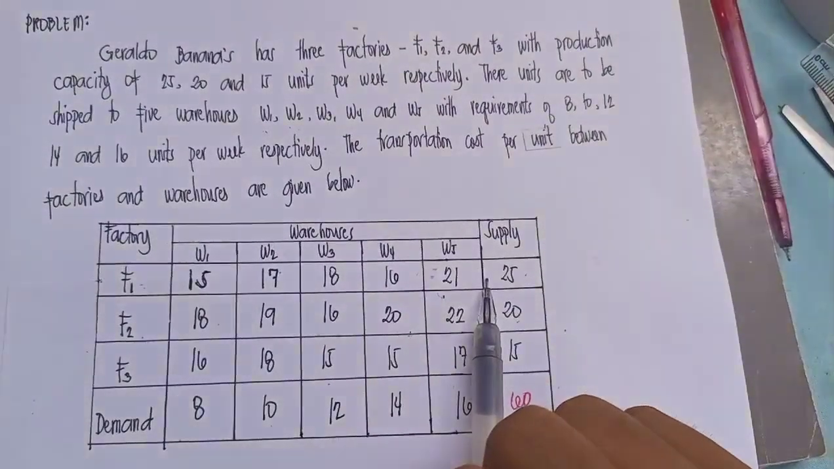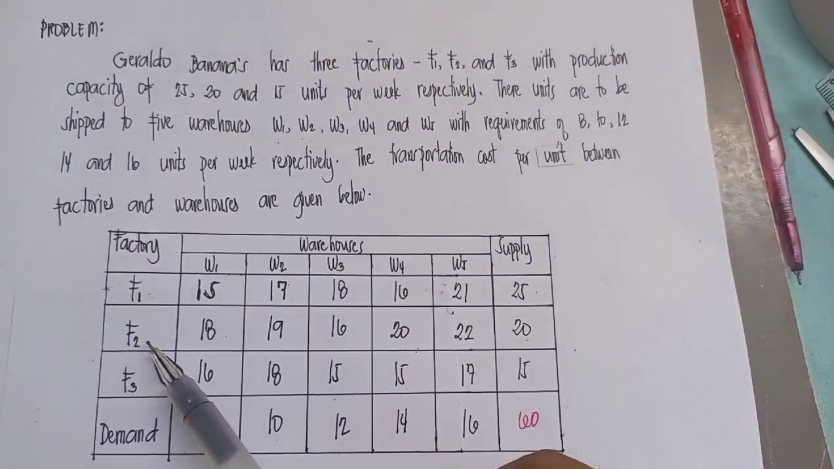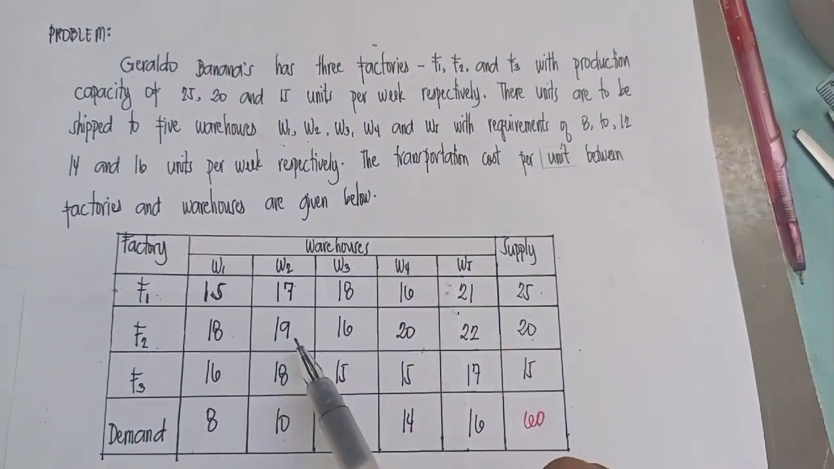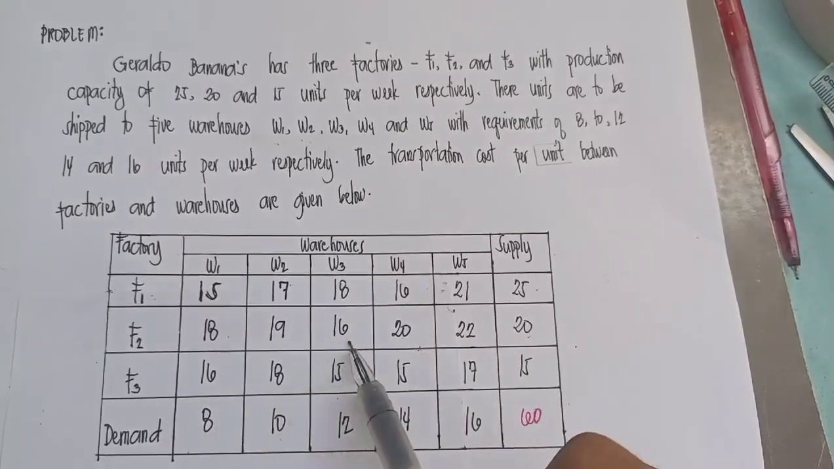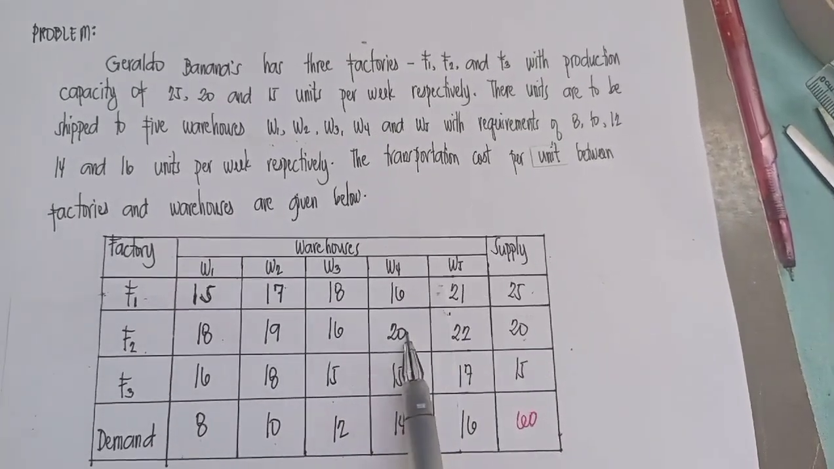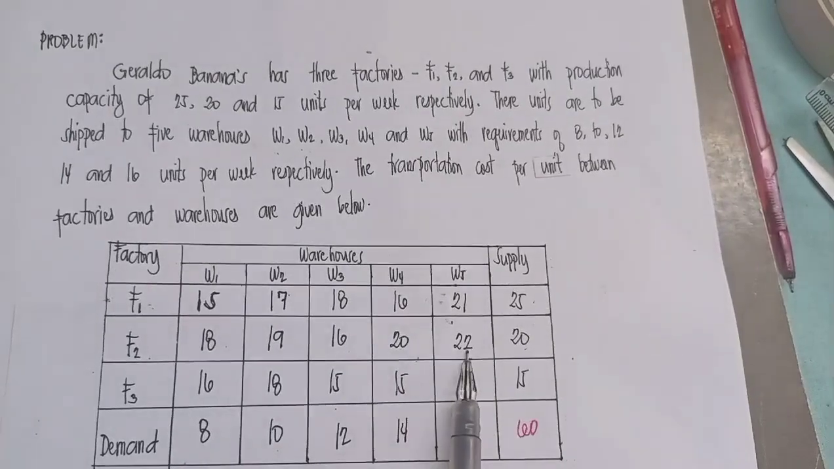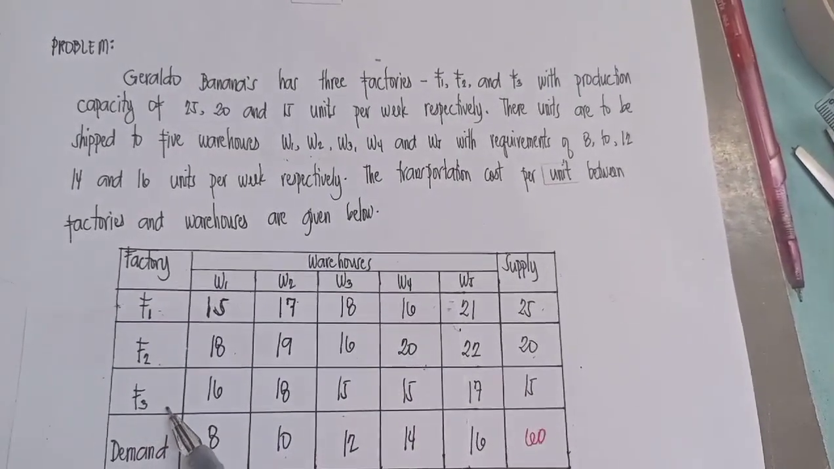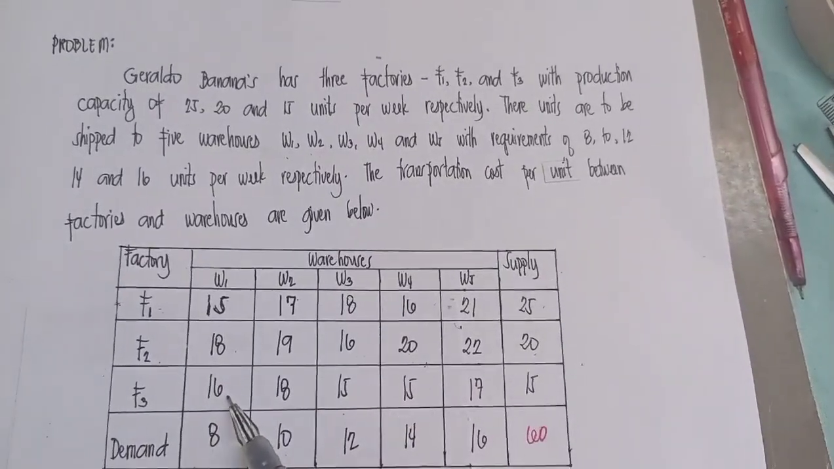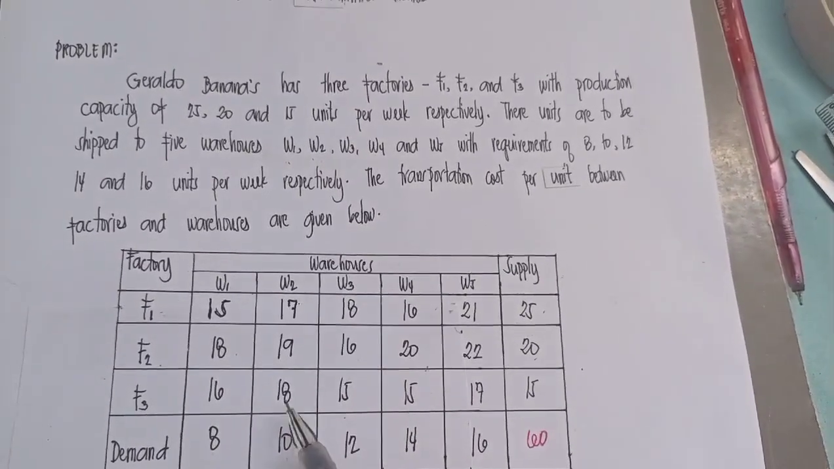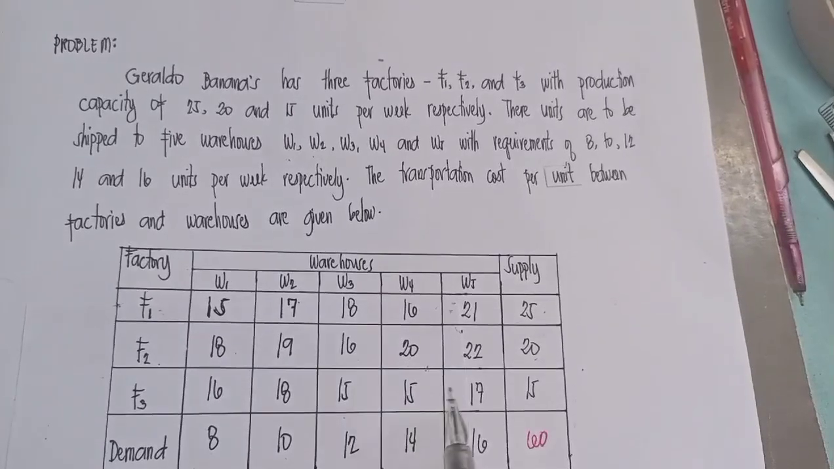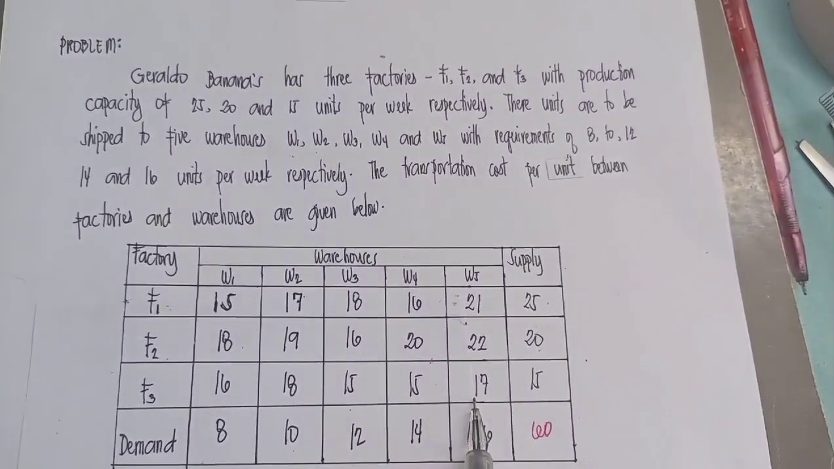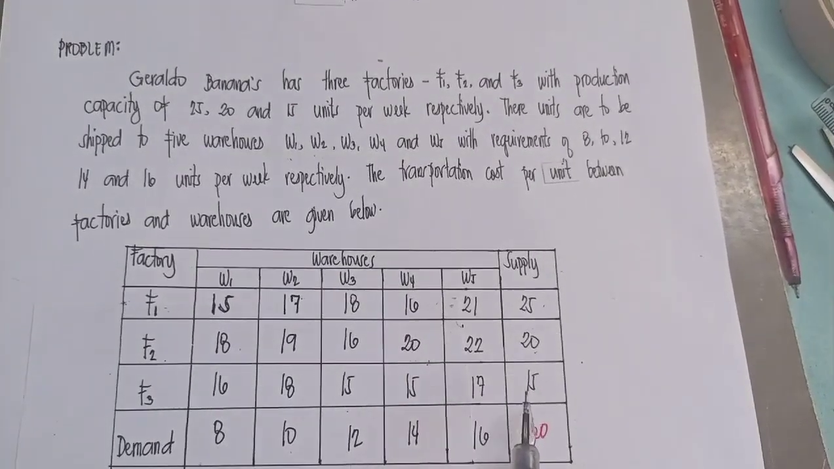For factory 2 to W1, 18. Warehouse 2, 19. Warehouse 3, 16. Warehouse 4, 20. Warehouse 5 is 22 and the supply is 20. For factory 3 to warehouse 1 is 16. To warehouse 2, 18. To warehouse 3, 15. To warehouse 4 is 15 also. And to warehouse 5 is 17 with a supply of 15.